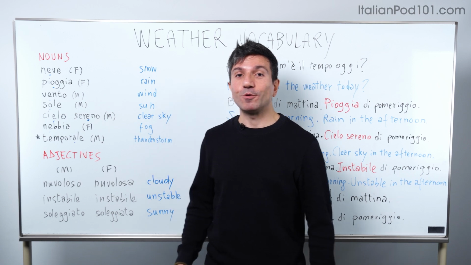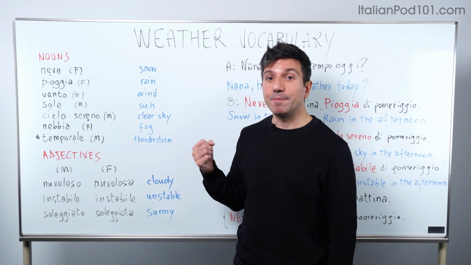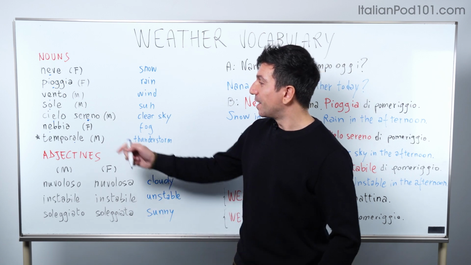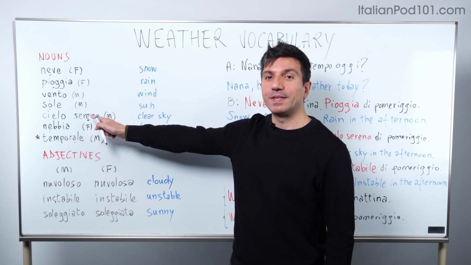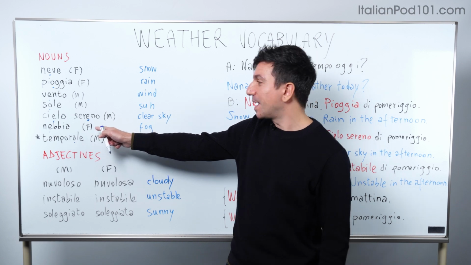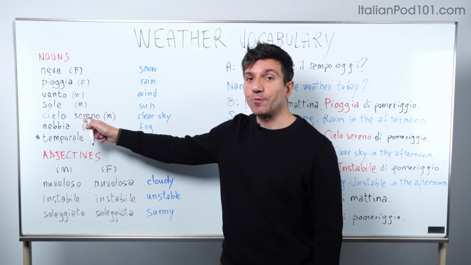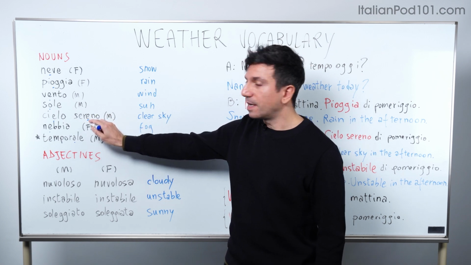Well, we can continue now with adjectives, but did you notice I missed one word? Was this one. Sereno. Because this word is an adjective and is used in combination with cielo.